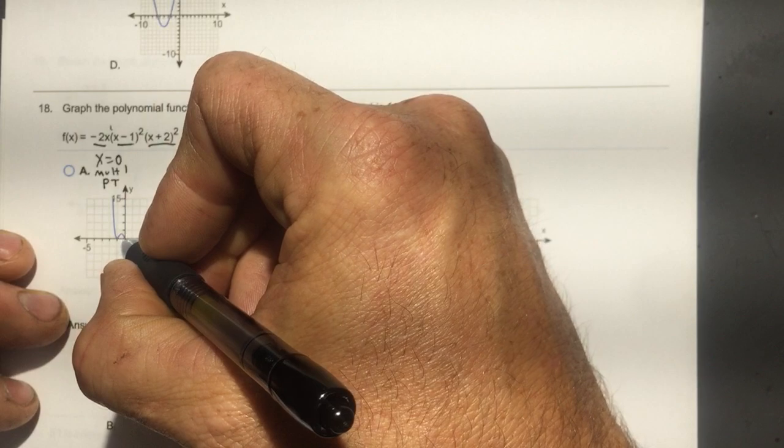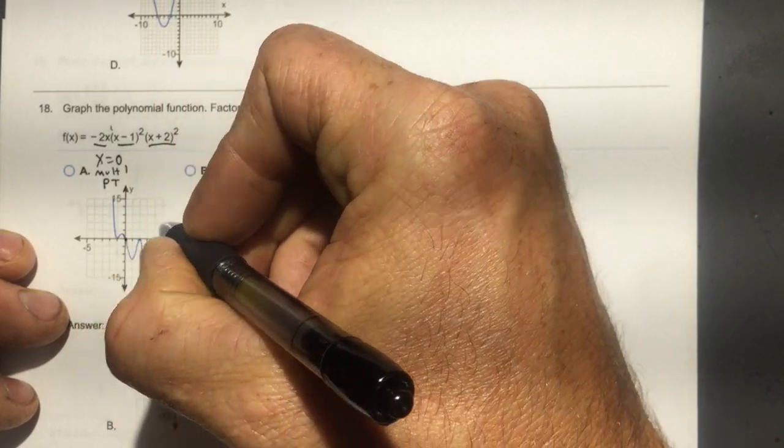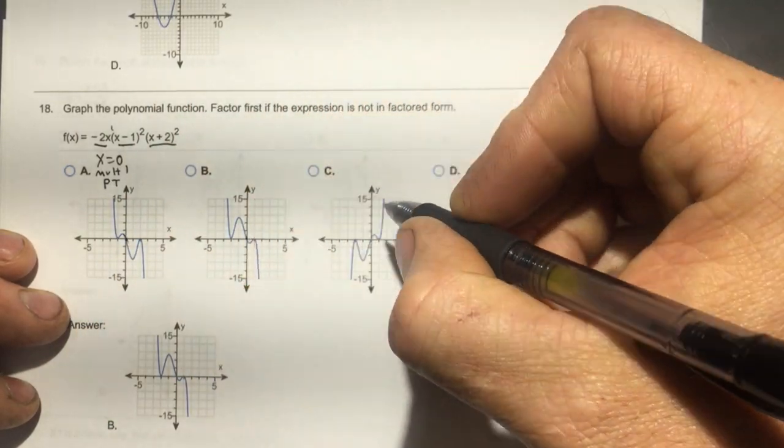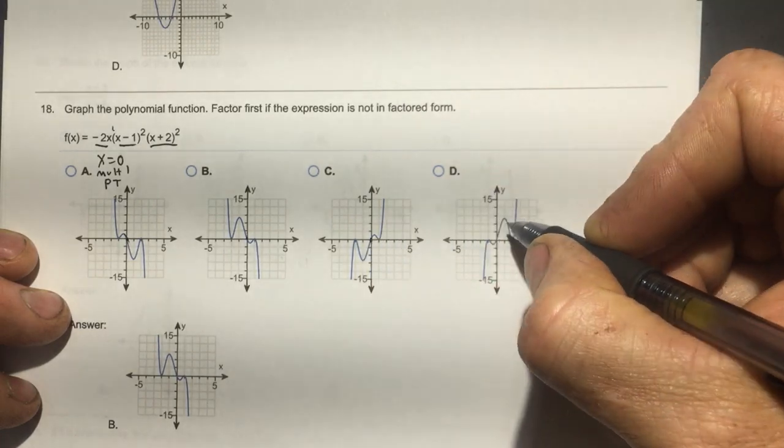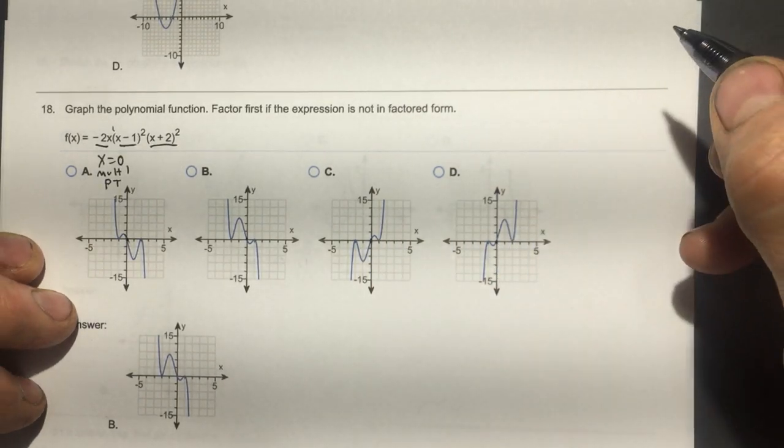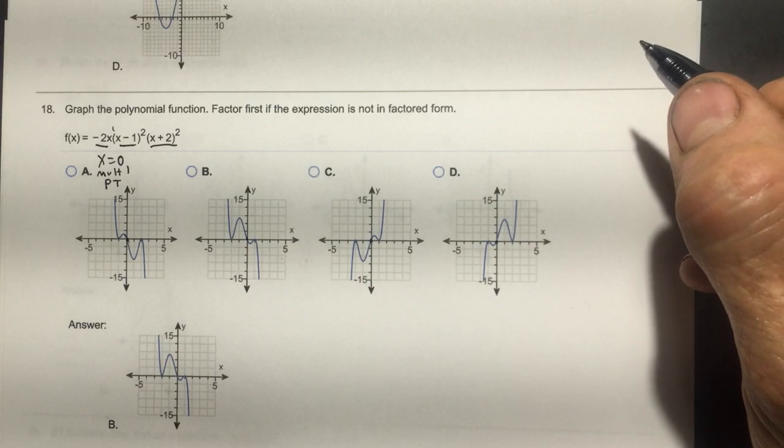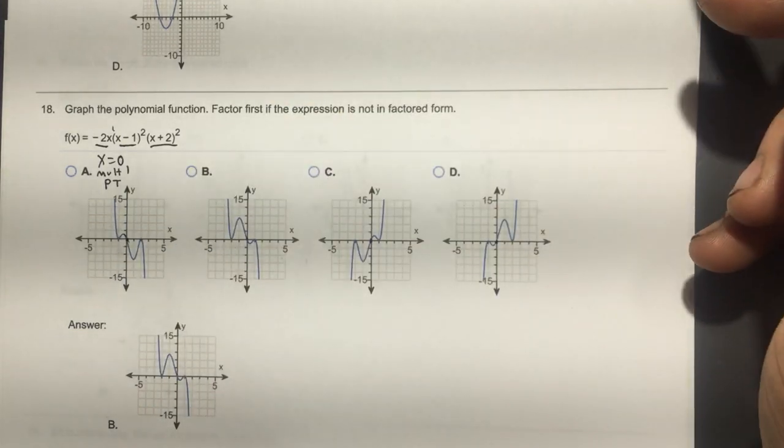So if you notice here at 0, it passes through. Right here, 0 passes through. Here's 0, passes through. Here's 0, it passes. So they all pass through at 0, like it should.